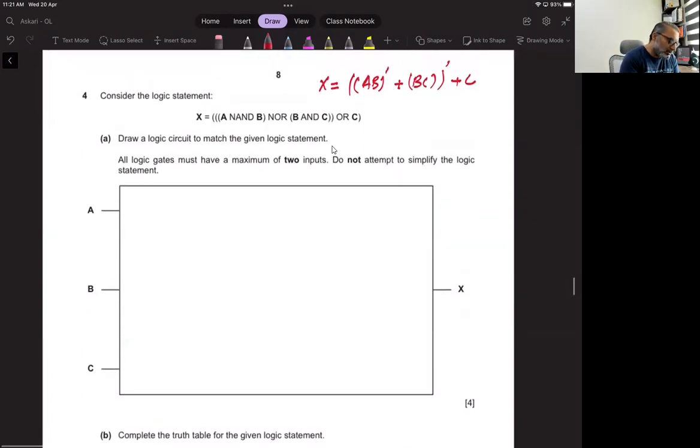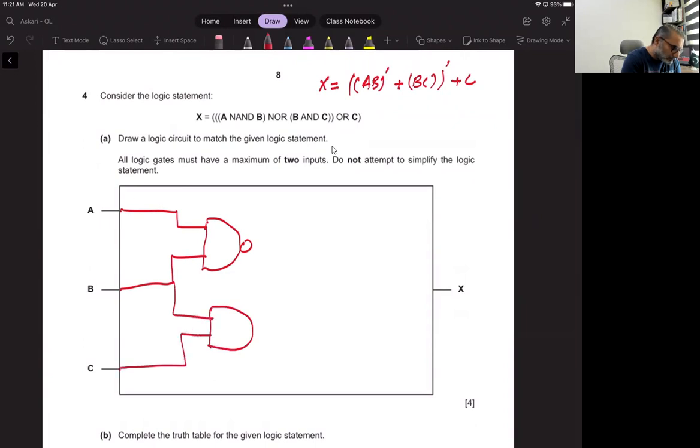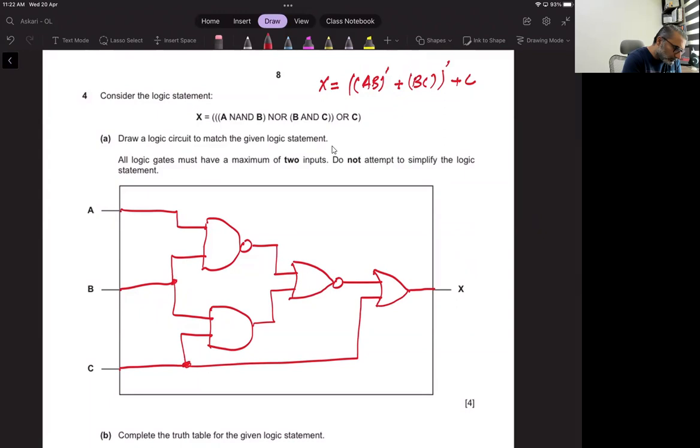All right, draw logic gates. Okay, A, B, NAND. A and B, NAND. B and C. NOR. And then plus C. So this is your circuit.